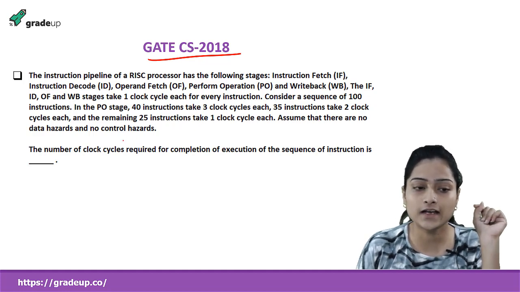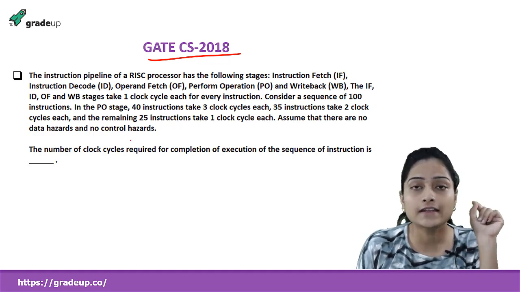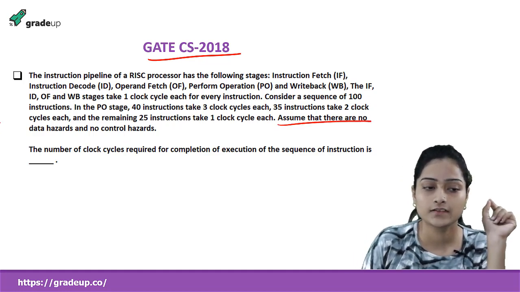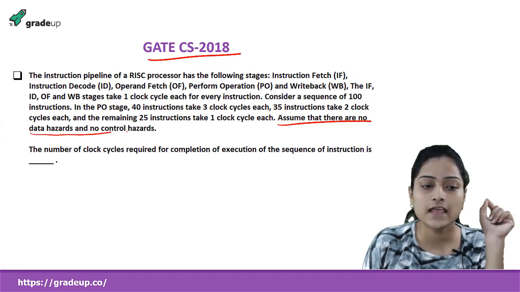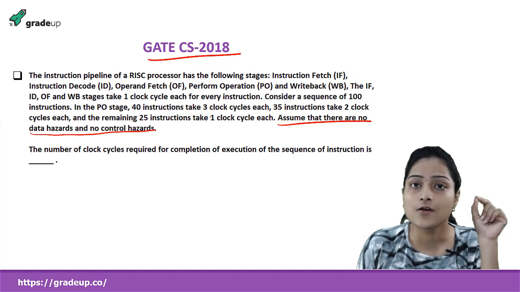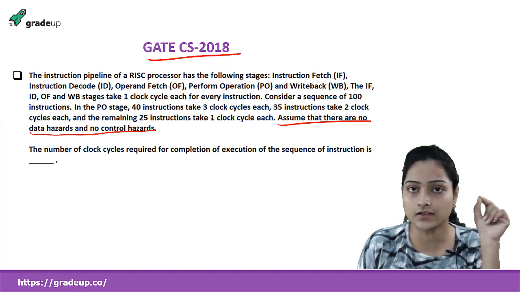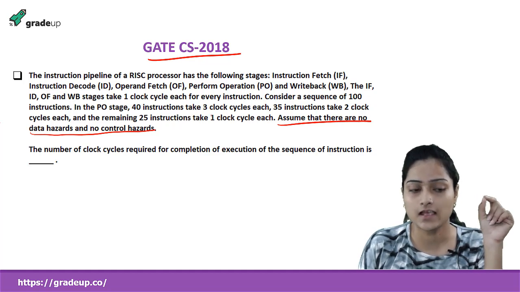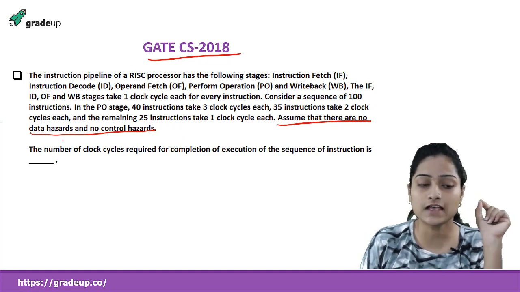Assume there are no data hazards and no control hazards. It is already saying that we do not have any data dependencies and no control dependencies. So what does this line mean? This line means that we are not going to have any stalls while executing the instructions due to data hazards and control hazards. Now let us see what this question is asking us.